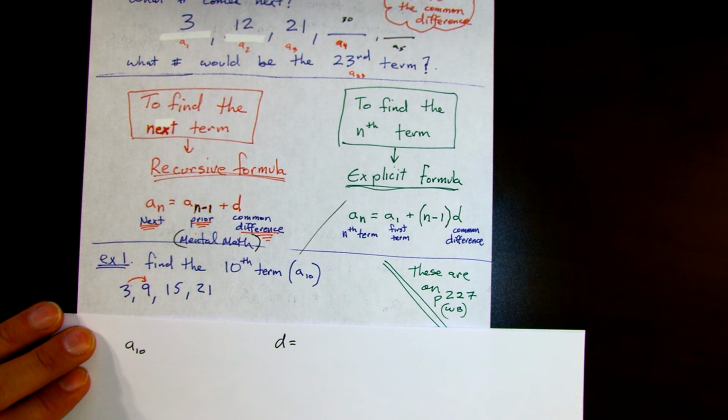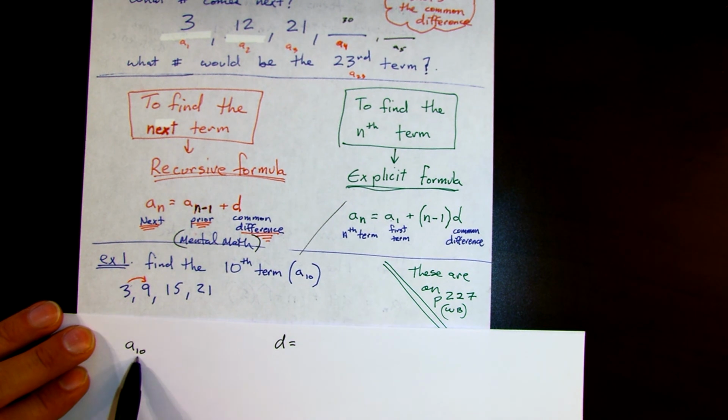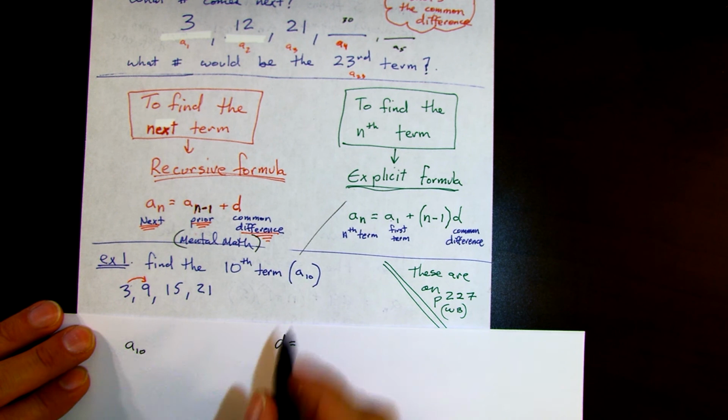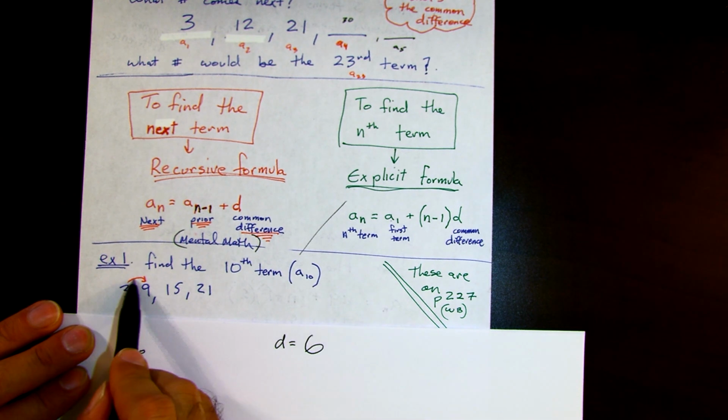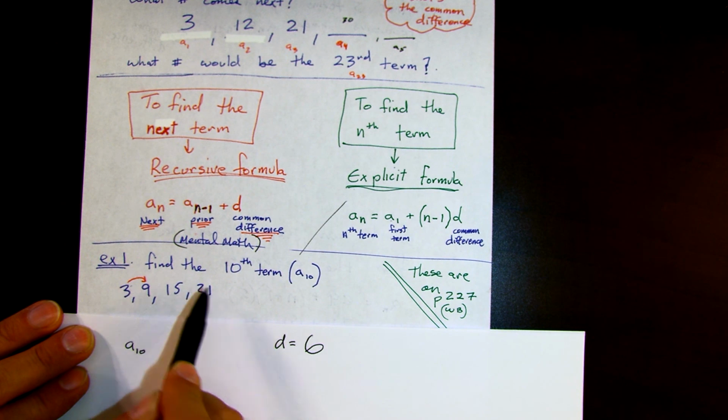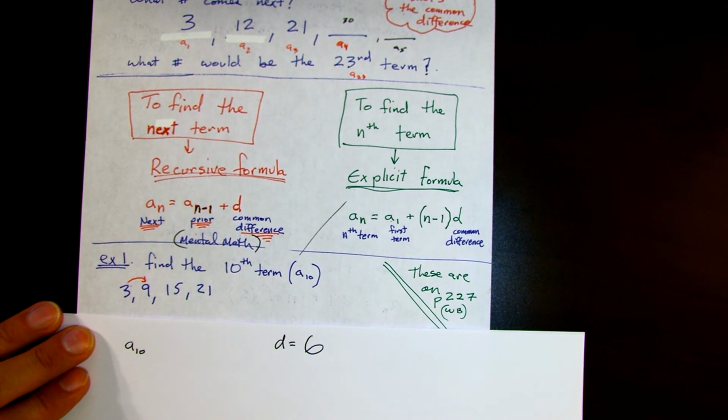If we plug in the next exponent right away, these aren't exponents. These are sub values. This is only the 10th term. Good. Somebody told us that our D value is 6. Because look, I'm adding 6 to get here. Add 6, add 6. And what would the 10th term be?